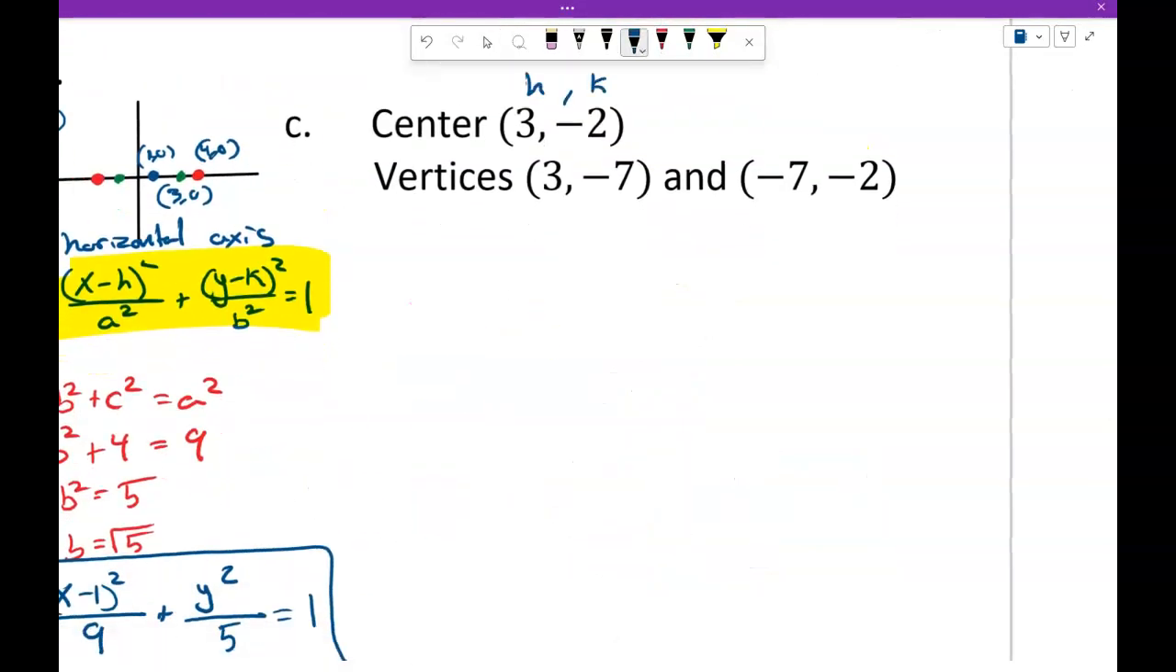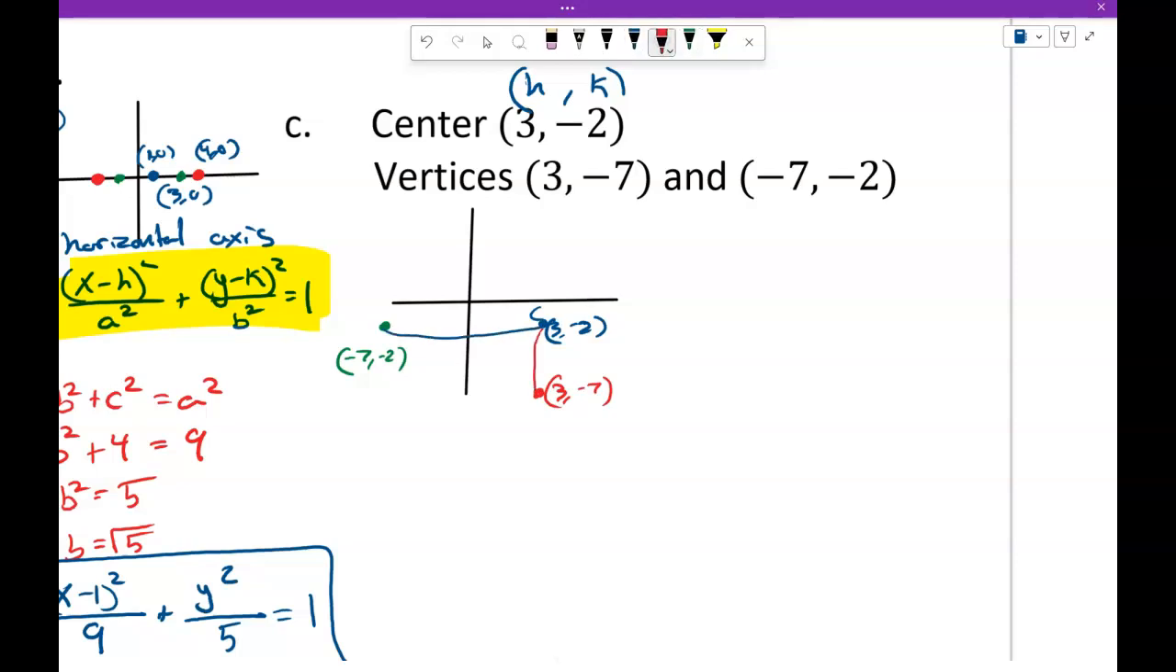For our last one, we're given h and k again, and we're also given 2 vertices. So let's sketch this out and take a look at what we have. At (3, -2), we have our center. Then one of our vertices is at (3, -7), so 3 and then lower than that at negative 7. But our other vertex is at (-7, -2), which is way over here to the left. So they haven't given us the vertices on the same axis. They've given us a major vertex and a minor vertex. So they've given us the values of a and b. We just need to figure out what each of them is.